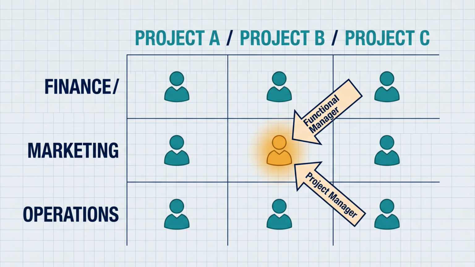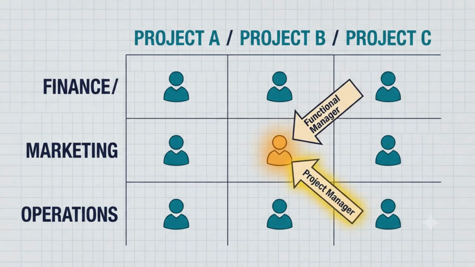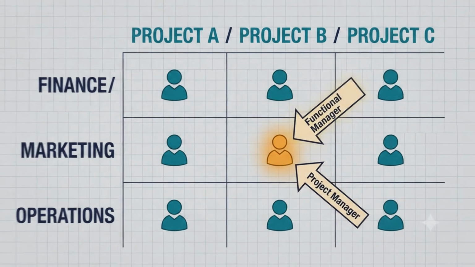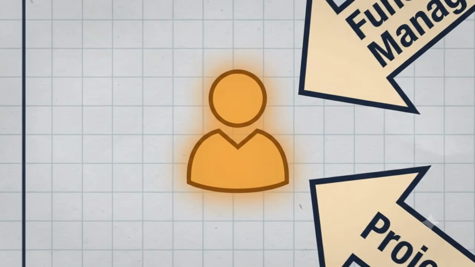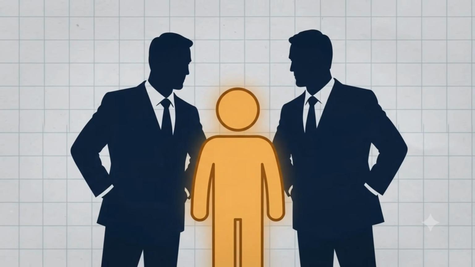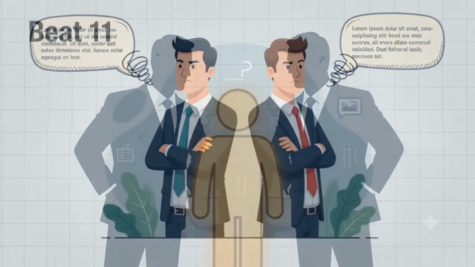Now this one is interesting. The matrix structure. Matrix combines 2 structures at once, typically functional and divisional. So an employee might report to both a functional manager, say the head of finance, and a project or divisional manager at the same time. The idea is that you get the best of both worlds. Deep specialist expertise from the functional side. Clear product or project focus from the divisional side.